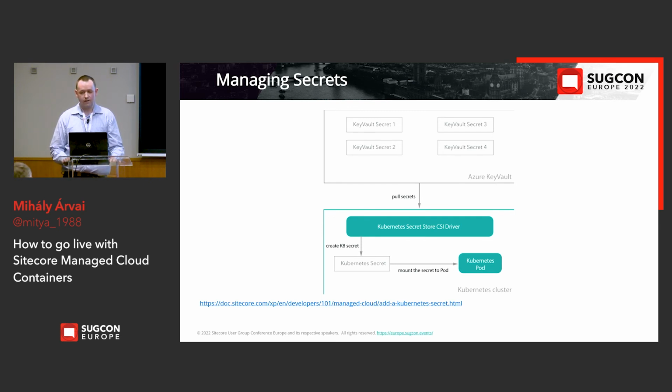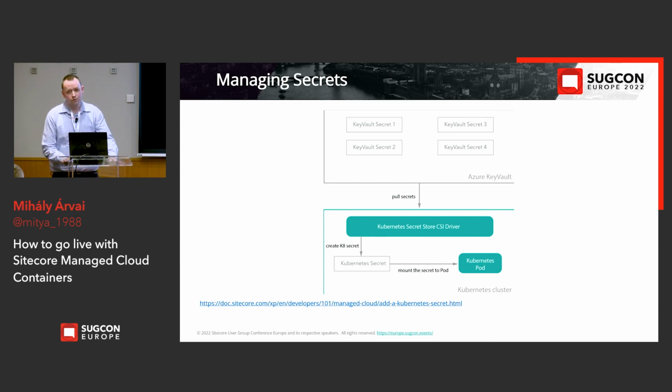And finally, let's talk about the secrets. So in the container world, you are using environment-specific variables for managing and changing Sitecore configurations. In Managed Cloud, these secrets are stored in Azure Key Vault, and they are loaded into Kubernetes as secrets via the Kubernetes secret store driver. And once they are loaded as a secret, they can be mounted into a single pod via environment variables.